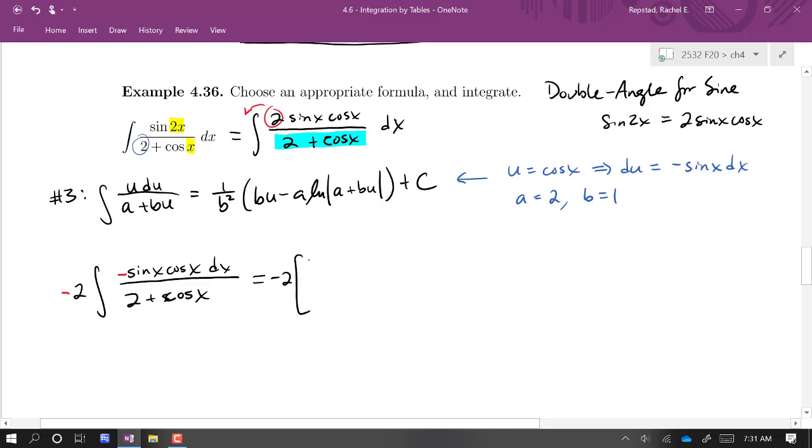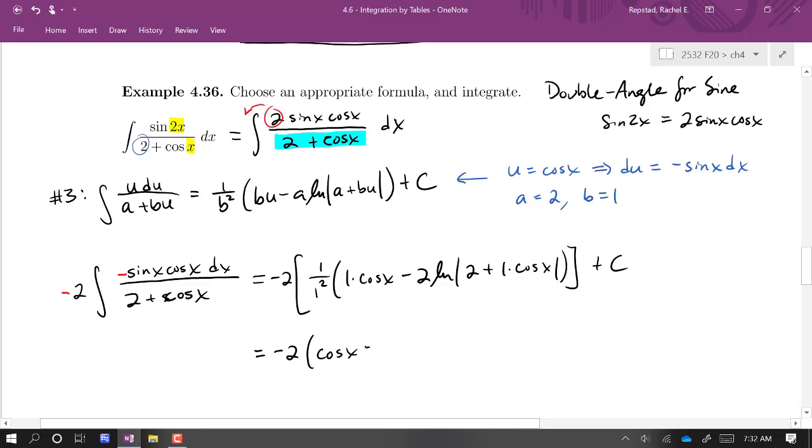So let's apply this formula. 1 over 1 squared times 1 times cosine x minus 2 ln absolute 2 plus 1 times cosine x plus a constant, and then we clean it up a bit. Cosine x minus 2 ln 2 plus cosine x. And don't forget that factor of negative 2 out there.